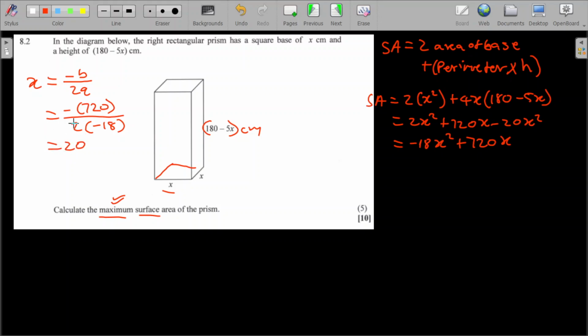After finding the x of that turning point, we need to find the maximum, which we do by substituting: negative 18 times 20 squared, plus 720 times 20. This is going to give me 7200 centimeters squared, which is my maximum surface area of this prism.